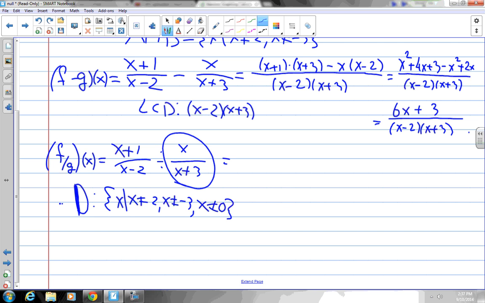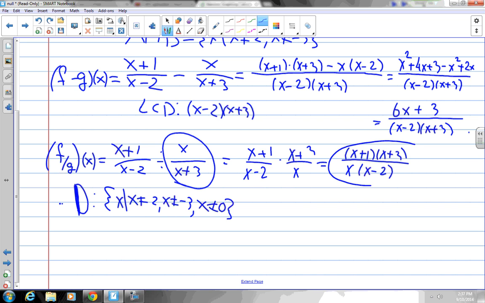So if I do the work, how do you divide fractions? Yeah, multiply by the reciprocal, and then you just multiply straight across: (x plus 1)(x plus 3) over x times (x minus 2). You just multiply. I'm not going to distribute anything like that. I like this answer. But look at this function.